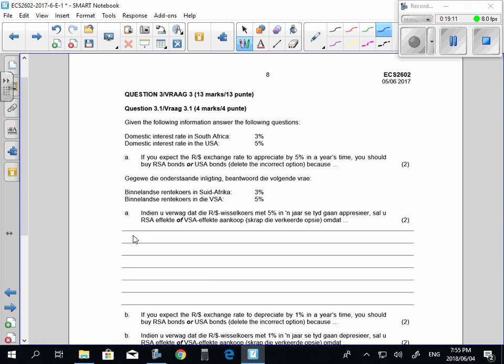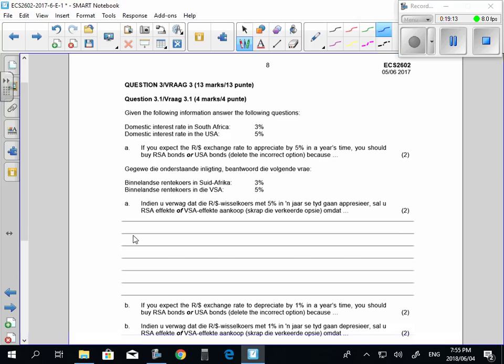All right. Given the following information: domestic interest rate 3%, interest rate in the US 5%. If you expected the rand dollar exchange rate to appreciate by 5%, now obviously the difference between the two is only 2, right? In a year's time, should you buy South African bonds or US bonds? Okay?